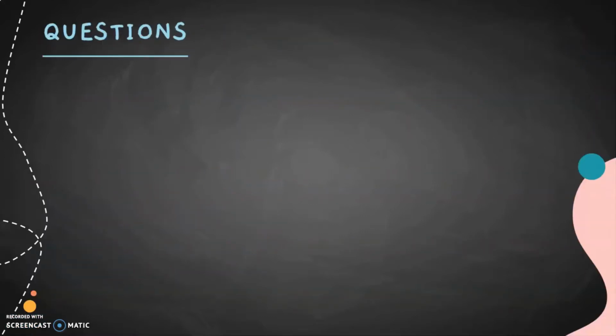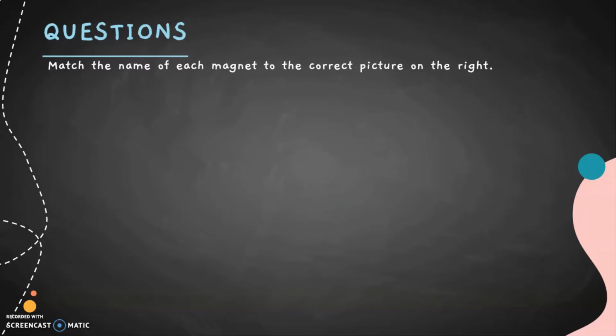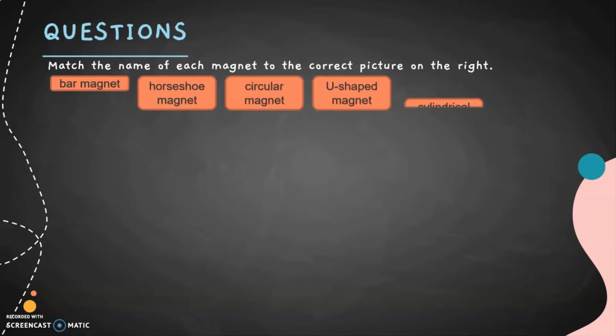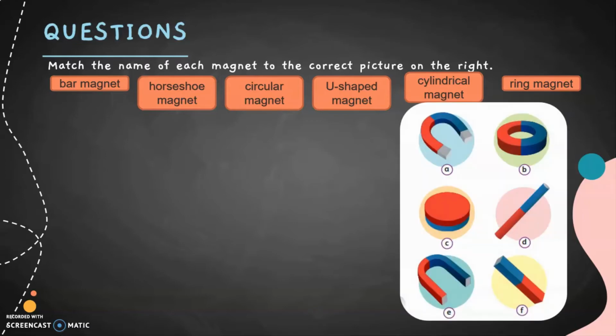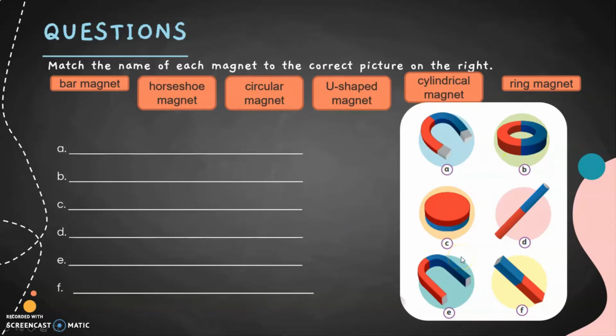Now, I have a question. Match the name of each magnet to the correct picture on the right. I have 6 options for the names of the magnets: bar magnet, horseshoe magnet, circular magnet, U-shaped magnet, cylindrical magnet, and ring magnet. This is the picture for each description: A, B, C, D, E, and F. Now, A, look at this picture.